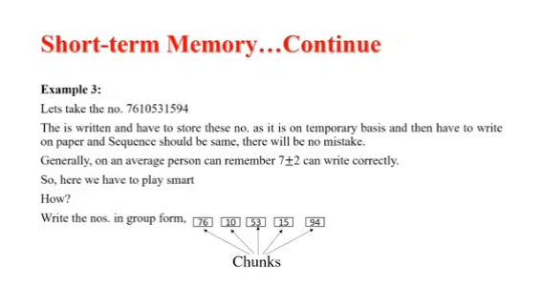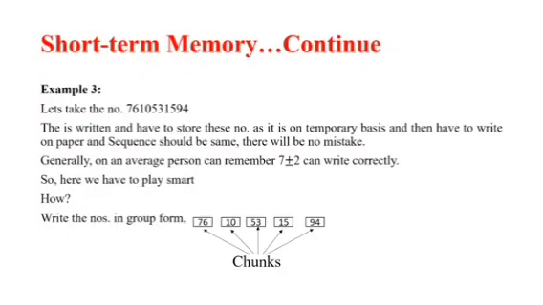The number is written, and what you have to do is store this number as it is on a temporary basis, and then write it on paper. The sequence should be the same, with no mistakes. Generally, on average, 7 plus or minus 2 digits is what people can write correctly. And that is the average case. So you can determine from that how small the capacity of short term memory is.